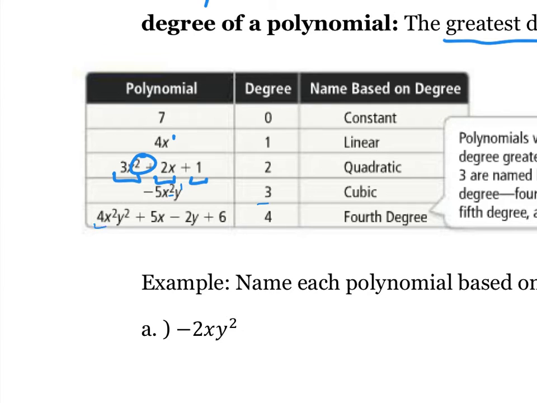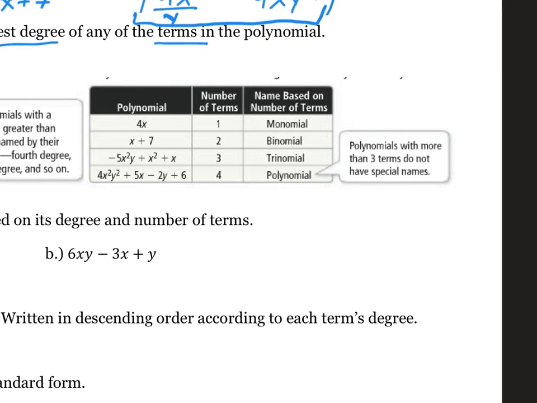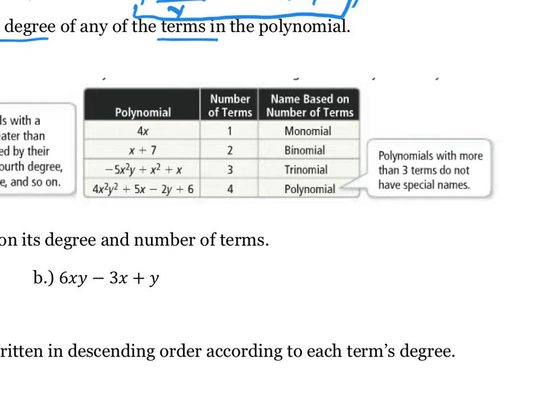For this one, we're going to look at all the terms and see which has the highest degree. Well, over here, this is a degree of 0. This has a degree of 1. This has a degree of 1. And this has a degree of 4, which gives it the name, a fourth degree polynomial. So we can name a polynomial based on its degree. We can also name it based on the number of terms. So as we discussed before, a monomial is a single term. A binomial means it has 2 terms. A trinomial means it has 3 terms, and after that we just call it a polynomial.